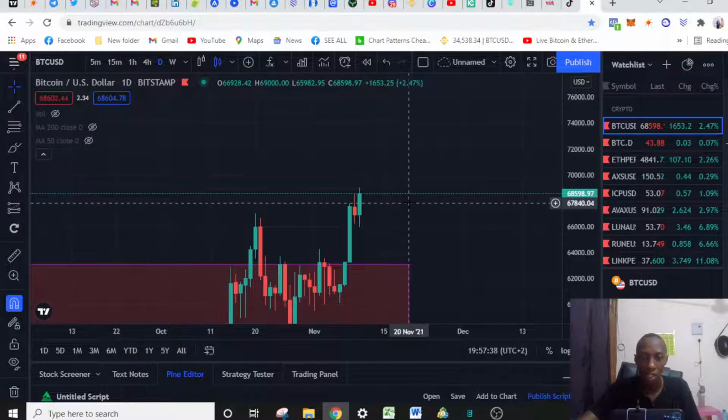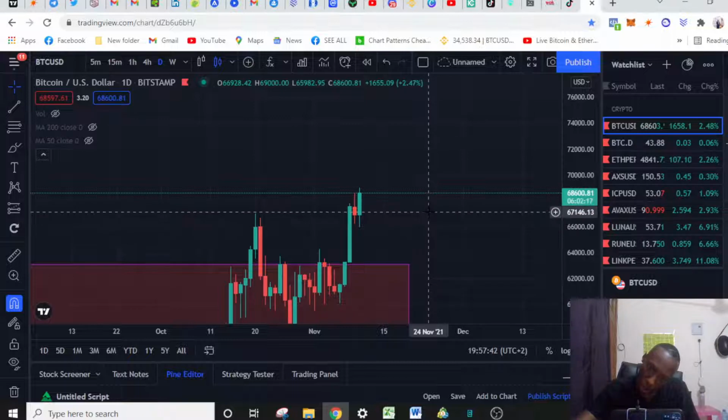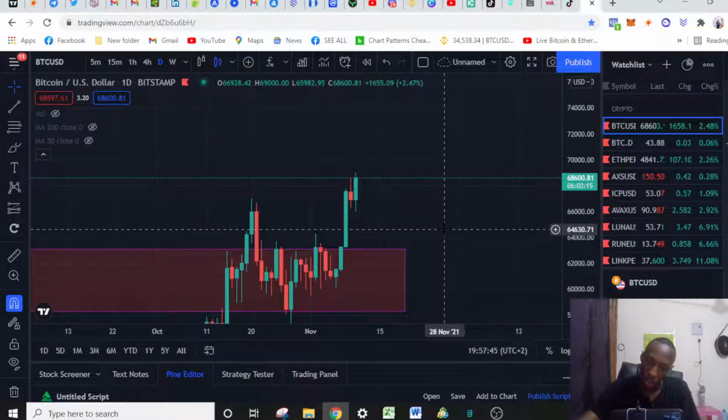But definitely it's going to come down. When it comes down, it's a good buy zone. Okay. Do you recommend trading or holding? Good question.